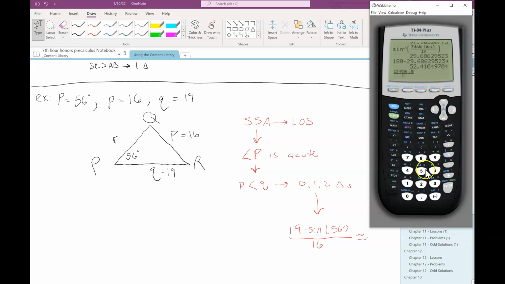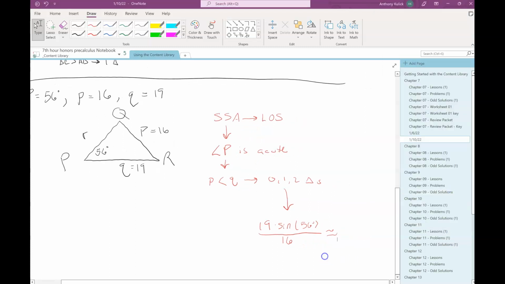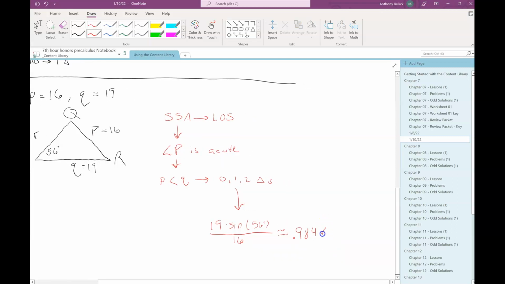How do I know it's a degree mode problem? Because the angles are given in degrees. Yeah, it's that simple. Again, we've mentioned this a couple of times, but it doesn't hurt to keep mentioning it because what is this? We're reviewing. So I got 0.984. I'm going to compare that number to 1. Since that number is smaller than 1, it tells me we're in the two triangles situation.